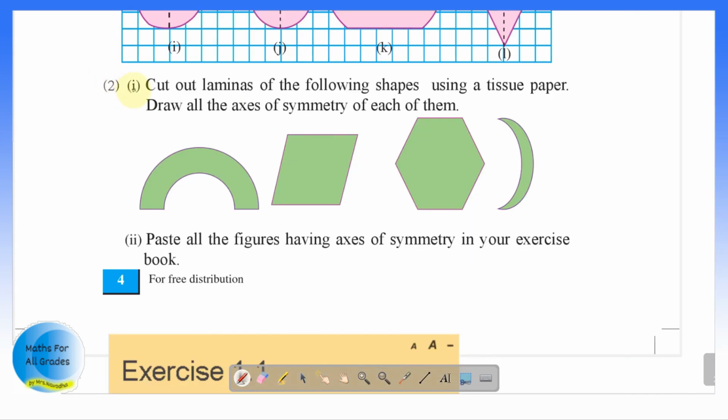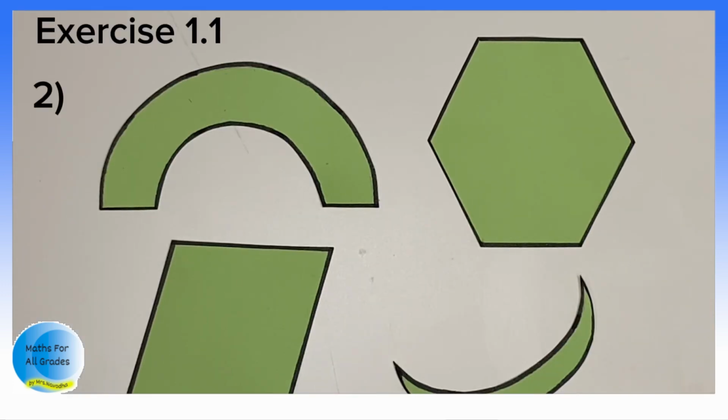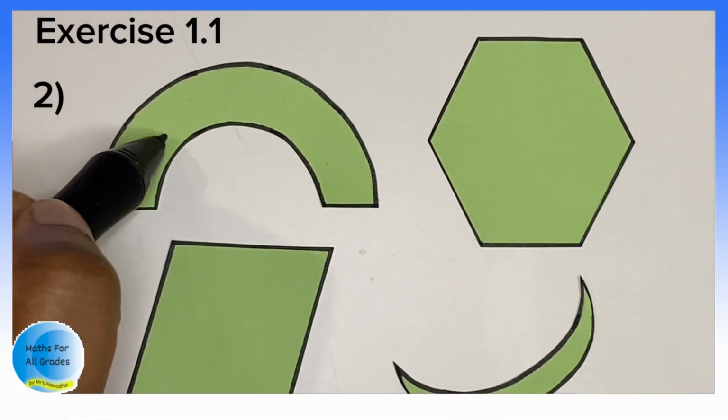Question number 2, Row number 1. Cut out laminas of the following shapes using tissue paper. Draw all the axes of symmetry of each of them. Row number 2. Paste all the figures having axes of symmetry in your exercise book. Let's do that. Here I have cut 4 laminas. Let's start with this one.